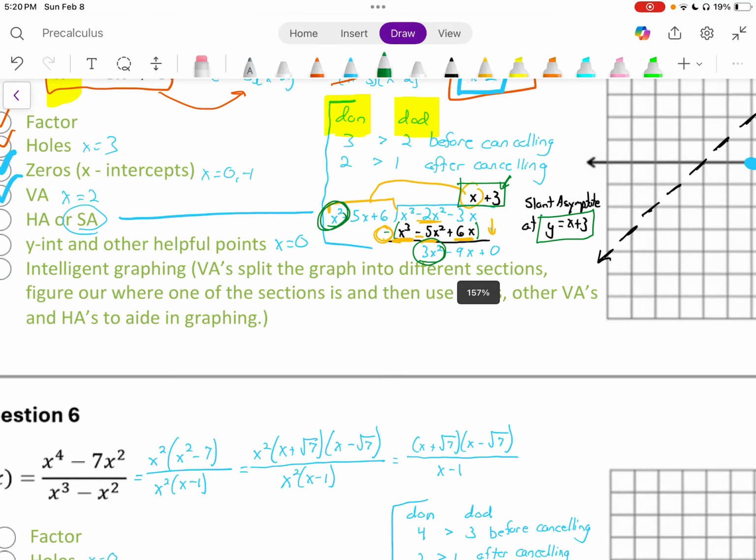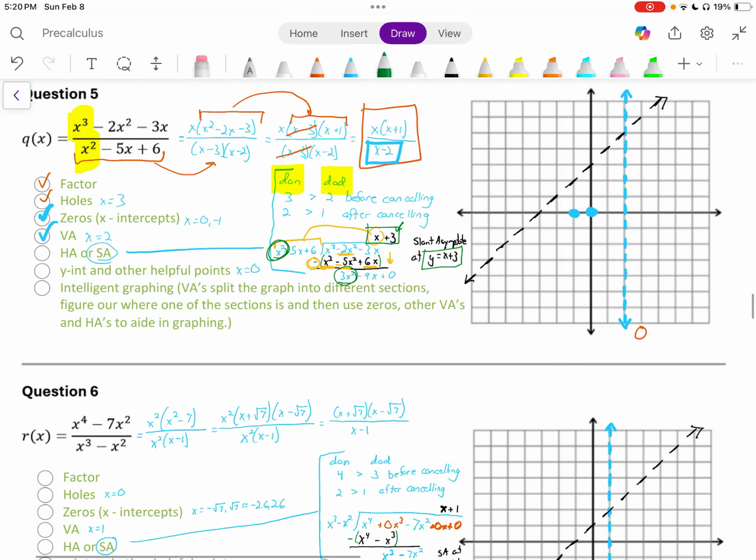So zooming back out, we can graph y equals x plus 3, which has a y-intercept at 3, slope of 1. So there's our slant asymptote. We can find the y-intercept, plug 0 in. So that's 0 times x, 0 plus 1 over 0 minus 2, which is 0 over negative 2. So we already had that our y-intercept was 0.